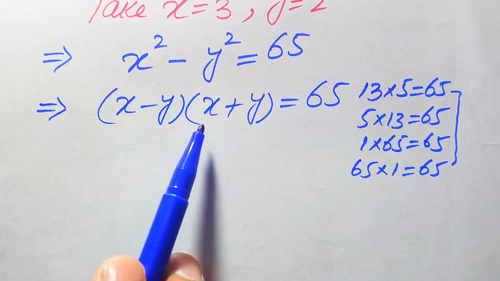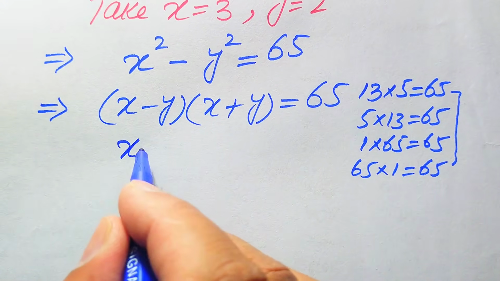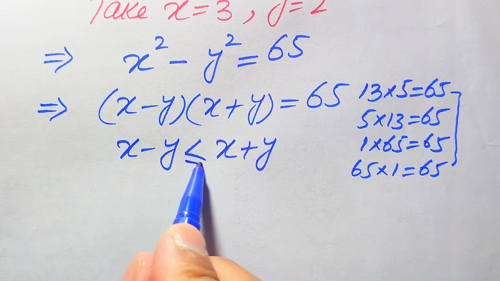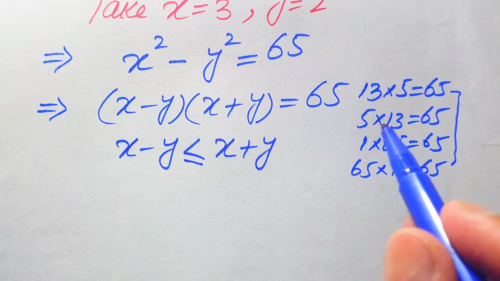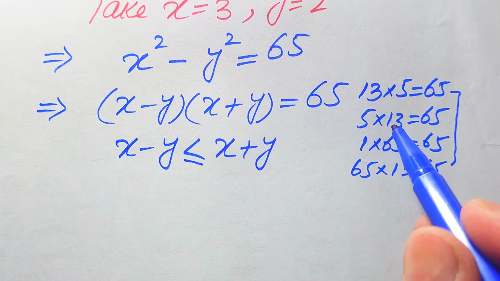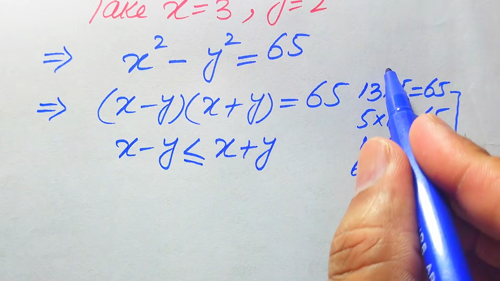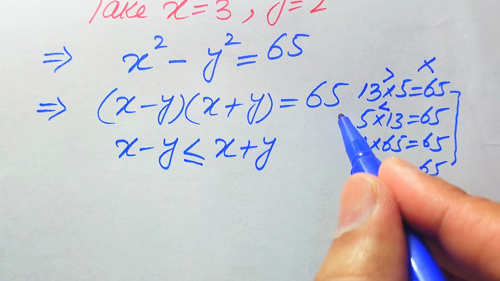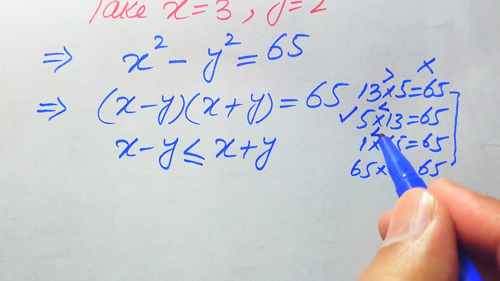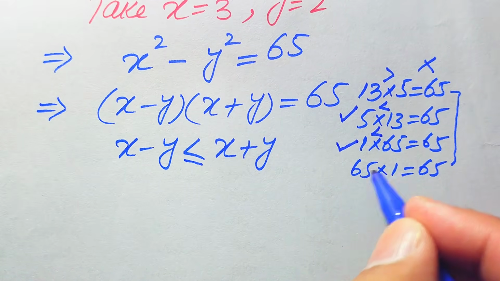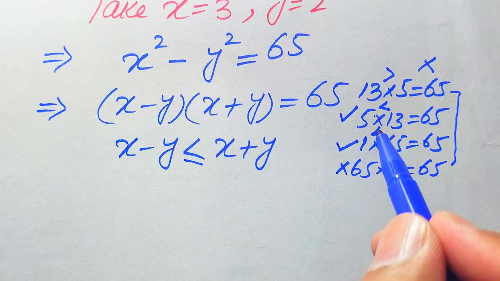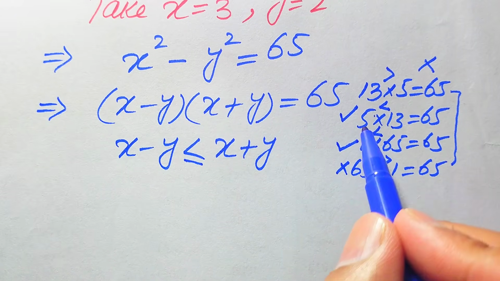If we make the relation between these two factors, we clearly say that x minus y is always less than x plus y. So we need to choose two numbers in which the first number is less than the second number. Here 13 is greater than 5, so we reject this case. In this case 5 is less than 13, so we choose this case, and 1 is less than 65, so we choose this case. 65 is greater than 1, so we reject this case. So we have these two possibilities, but I can choose only one because we need to find the value of b.